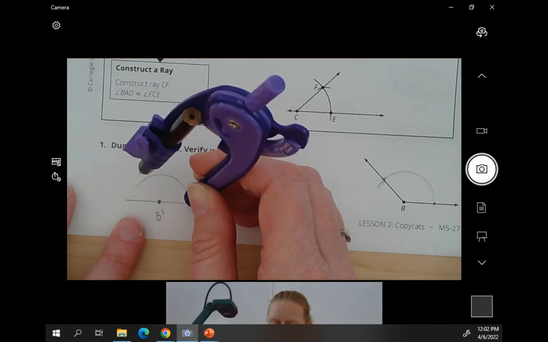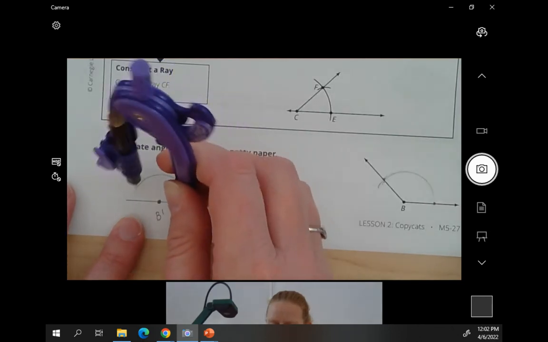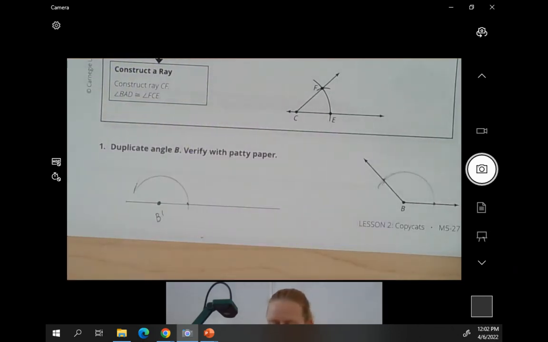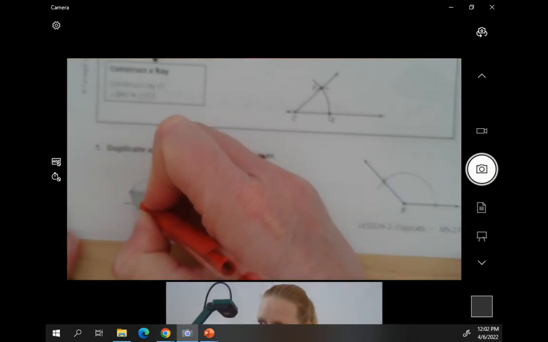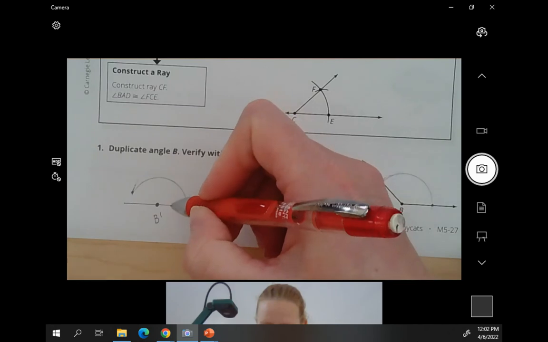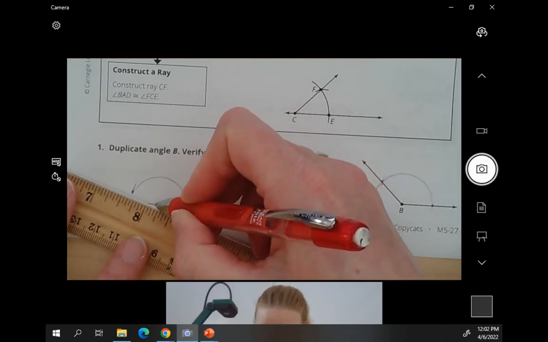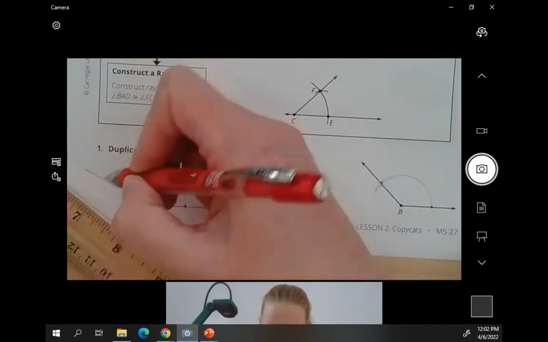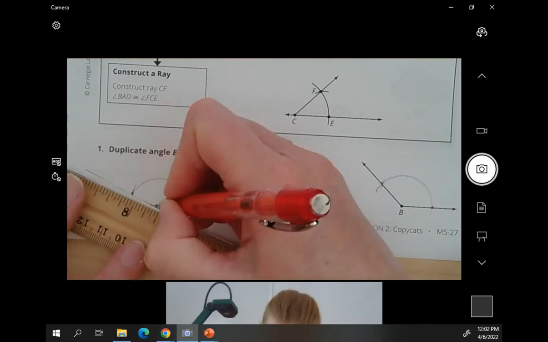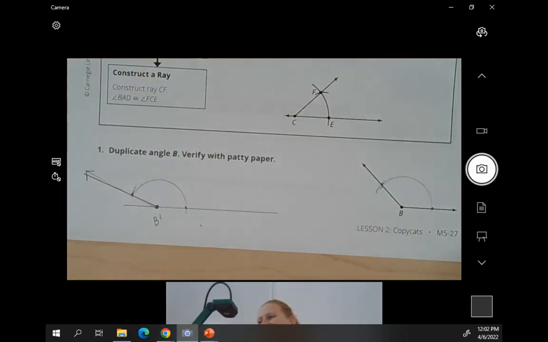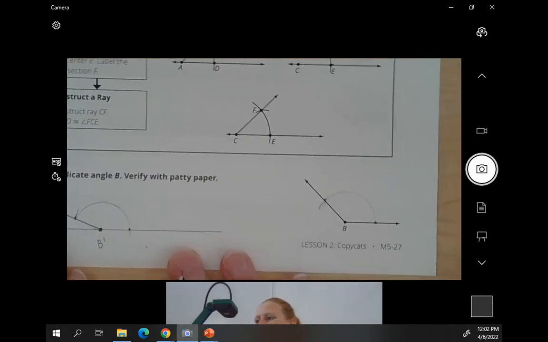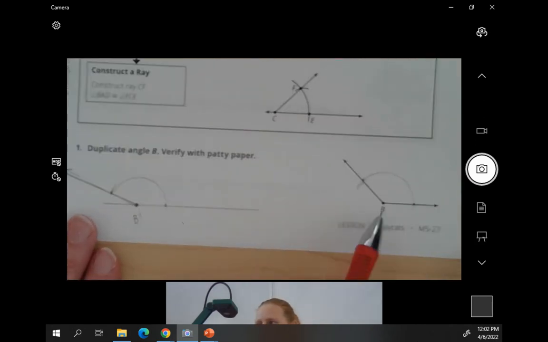Don't let it slide. This is not my best ever, but you get the idea. And there's my other point. This isn't a very good one. I didn't do a very good job. Sorry. And there's the other side of my angle. Wow, I'm not doing a good job. I'm sorry, guys. This is not my best ever. But there we go. Yeah, matchy.